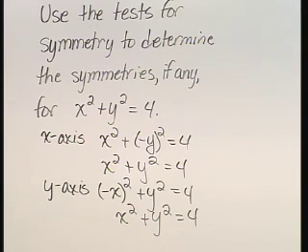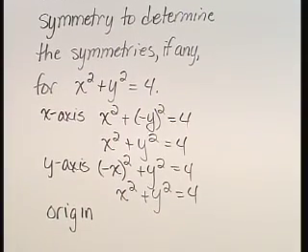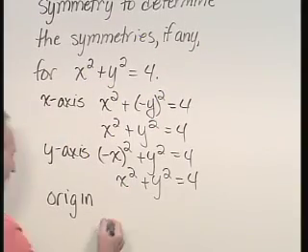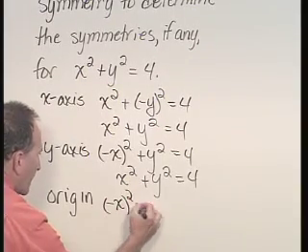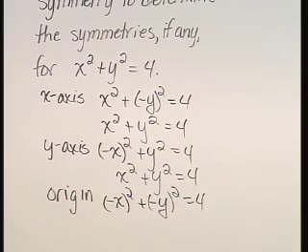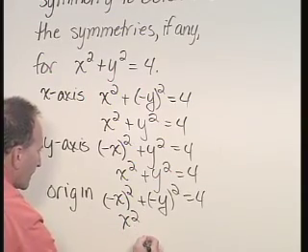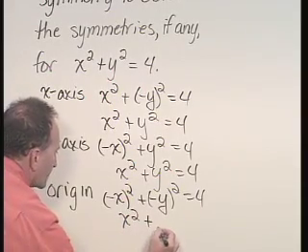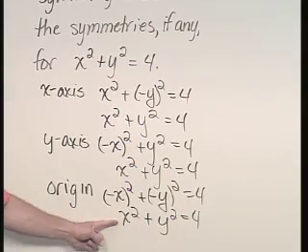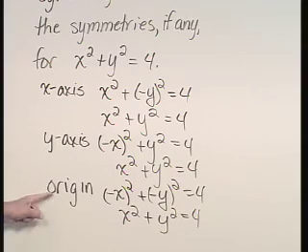And finally, for the origin, we substitute in the opposite of x for x, the opposite of y for y. So we would have the opposite of x, quantity squared, plus the opposite of y, quantity squared, equals 4. And the opposite of x, quantity squared, is x squared. The opposite of y, quantity squared, is y squared. That's equal to 4. This is equivalent to the original equation, and therefore it's also symmetric with respect to the origin.